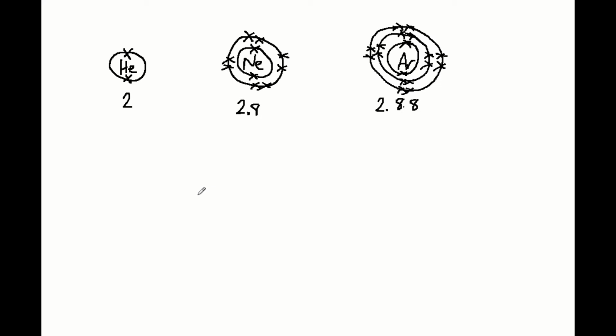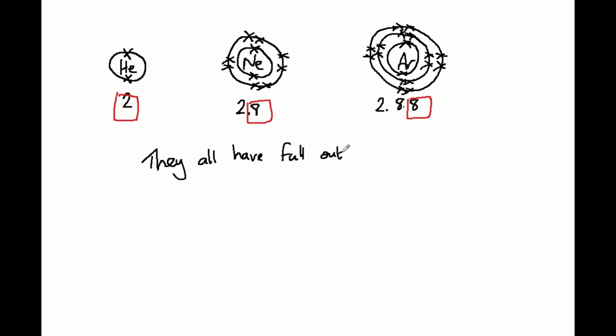Now, hopefully what we remember are the rules for the shells. If you remember, the first shell can hold a maximum of 2, the second shell can hold a maximum of 8, the third shell can hold a maximum of 8 as well. So when we're looking at these, what we notice is if we look at the last number in each case, then it is the same as the maximum number of electrons. So what we can see in terms of our pattern is that they all have full outer shells.